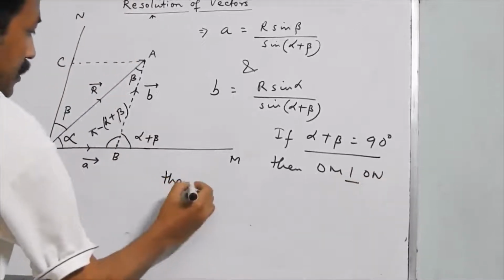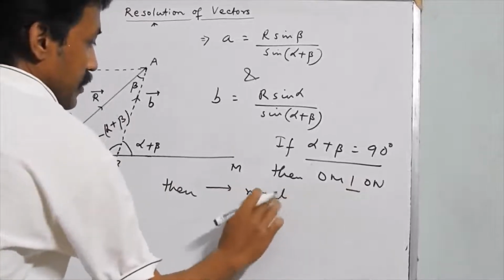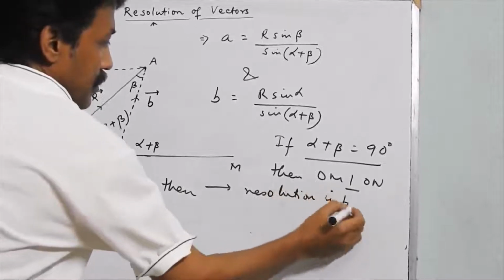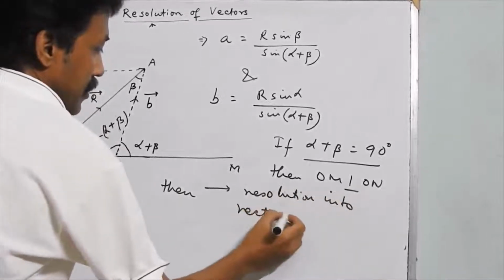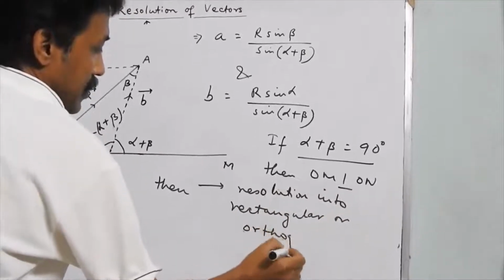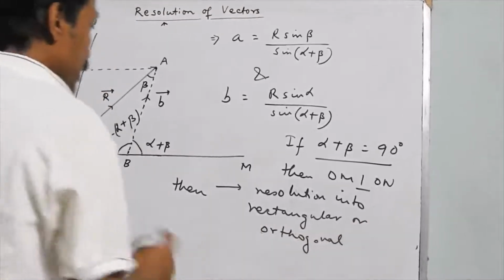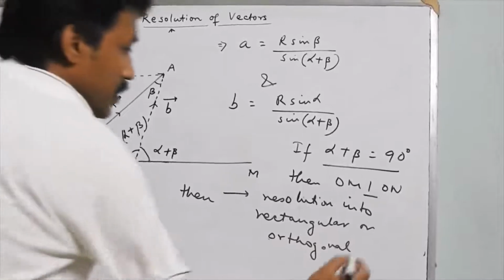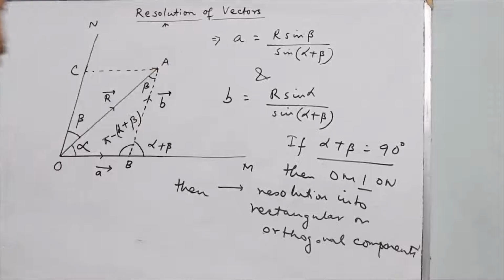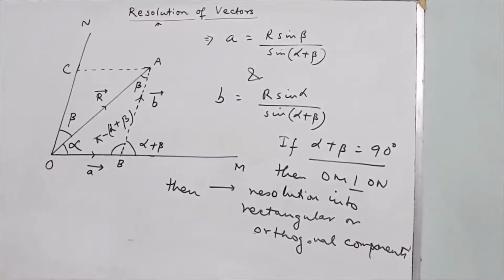Then the process of resolution will be called as resolution into rectangular or orthogonal components, because orthogonality means perpendicularity. So the components will be now called as the orthogonal components, because we have tried to resolve R vector into two mutually perpendicular directions.